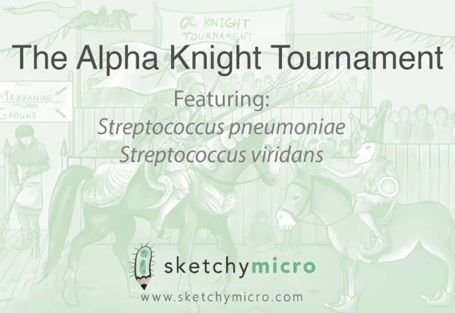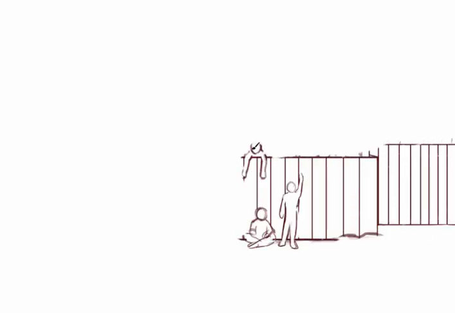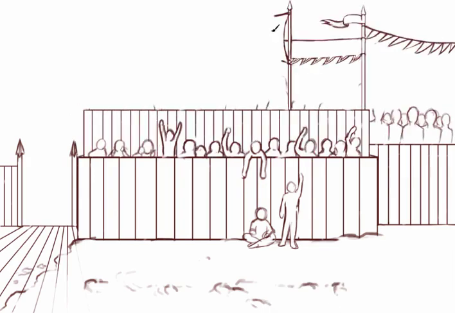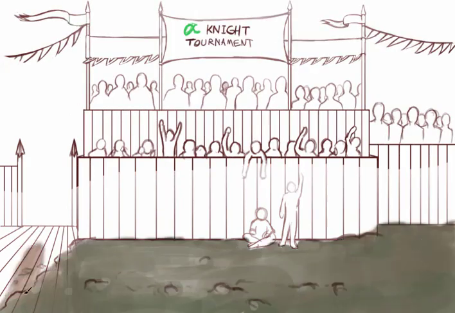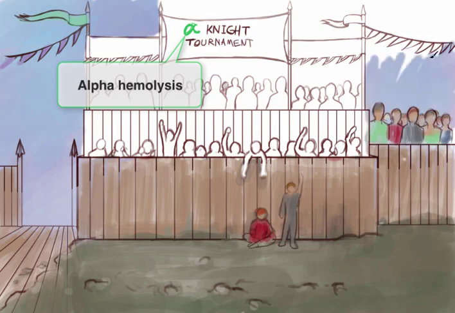For this video, we'll combine two separate species of the strep genus, Strep pneumoniae and the viridans streptococcal species. This illustration is titled the Alpha Knight Tournament and takes place at a medieval jousting tournament. So we'll start by drawing the jousting arena. It's called the Alpha Knight Tournament because both of these species are alpha hemolytic.